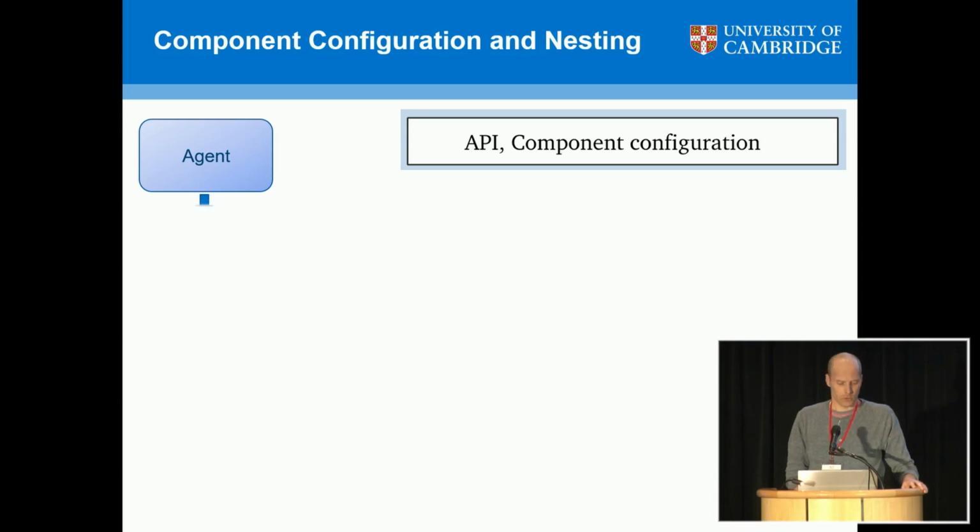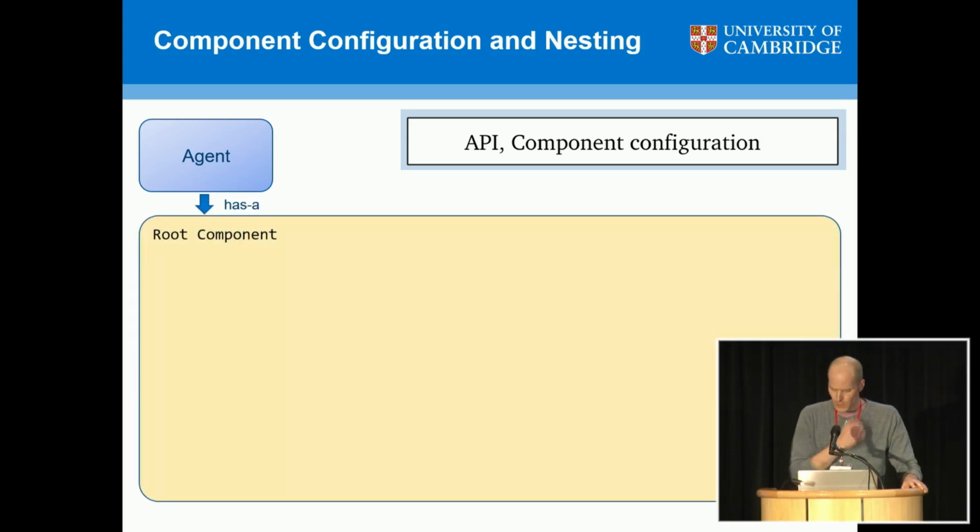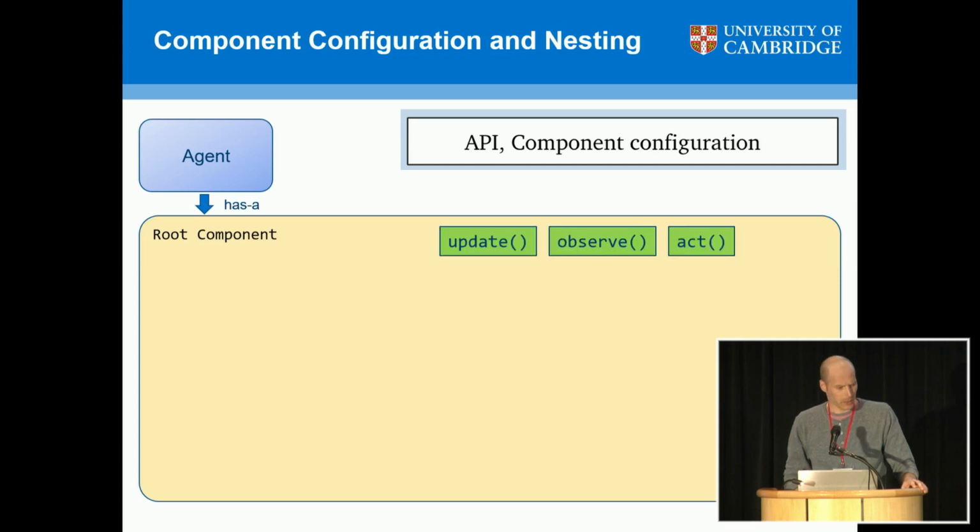Top-level API: our agent has a root component, and each component has an API. So we define very shallowly three methods that the agent will need to step through the algorithm. For example, update to learn something, observe to push data into the memory, and act to step through the environment.